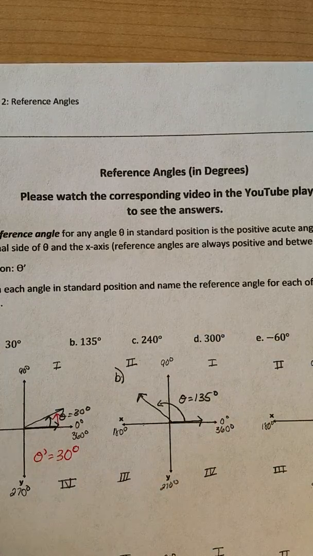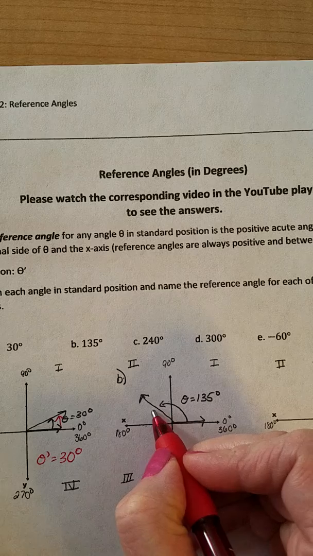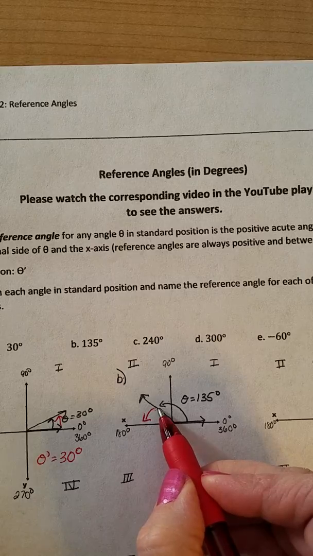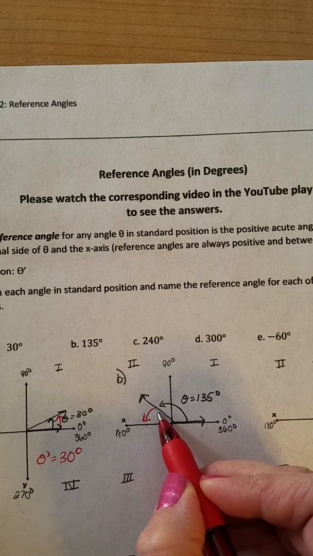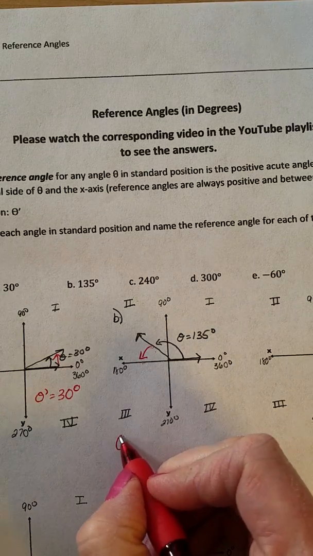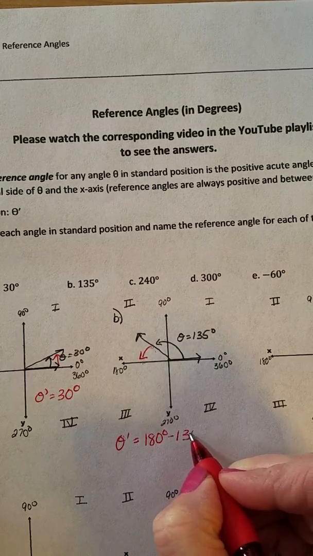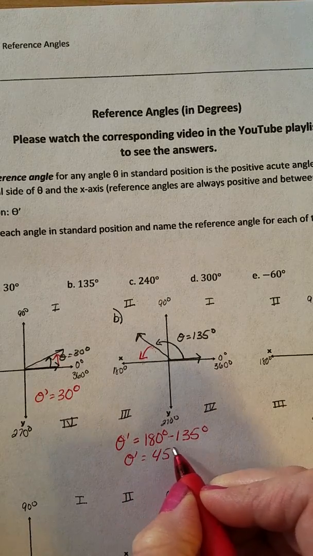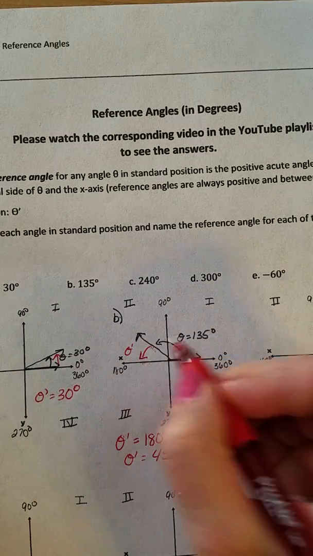I want to determine what the reference angle is. Here's the terminal side of theta. Here's my x-axis, positive movement. So what is the angle measurement here from the terminal side to 180 degrees? Stopped at 135. How much further do I have to go to get to 180 degrees? To calculate that, we will take 180 degrees minus 135 degrees. That gives me an angle measurement of 45 degrees. So my reference angle right here is 45 degrees.